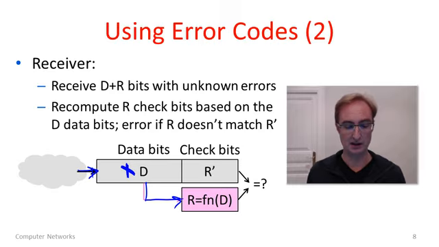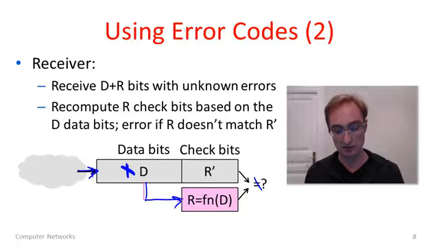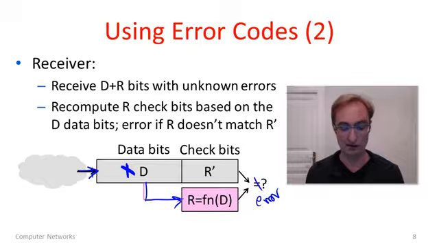R there is a function of the D data bits, and it will see if they match the R-dash bits that it received. They should match. If they were both computed from the same data, they should match if everything's okay. If they don't match, then it's an error. In the case where I put an X here, we will get an error because our R should, hopefully, if we've got a good code, be different from our R-dash.